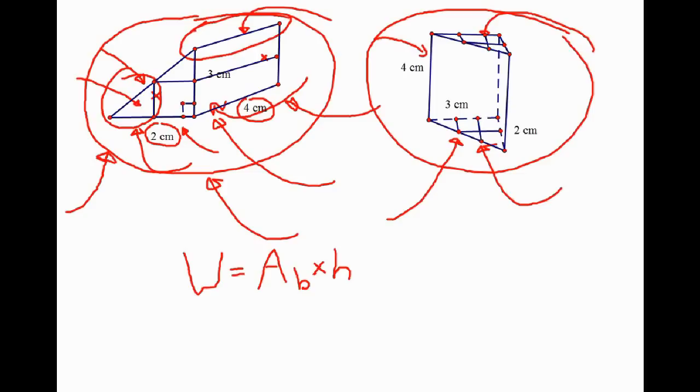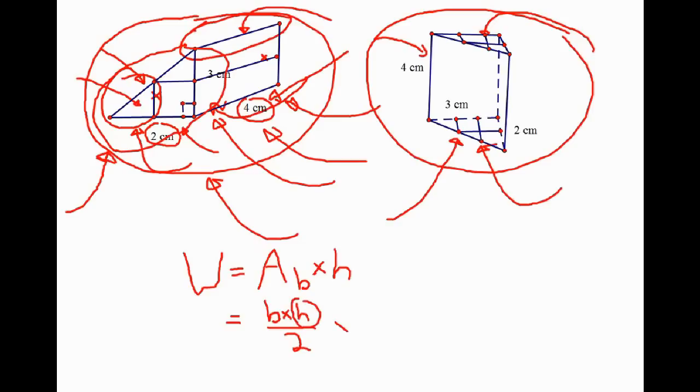Or at the very least, you have to imagine, well, if I turn this triangular prism so that the triangle is on the bottom, that means that this 4 centimeters is the height. So how do we calculate the area of a triangle? Well, the area of a triangle is base times height divided by 2. Now, here's where this equation can get a little bit confusing because the height that we're talking about here is the height of the triangle.